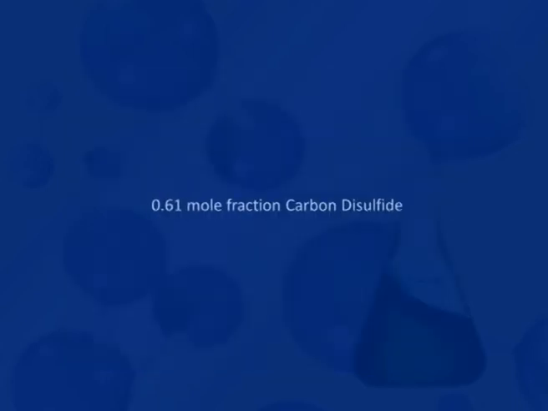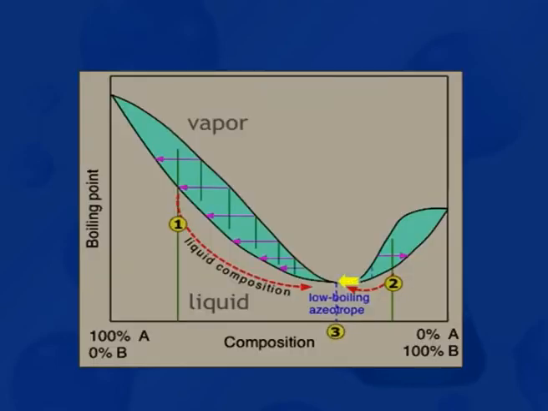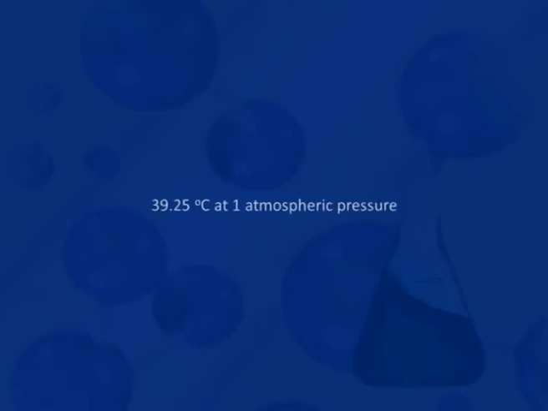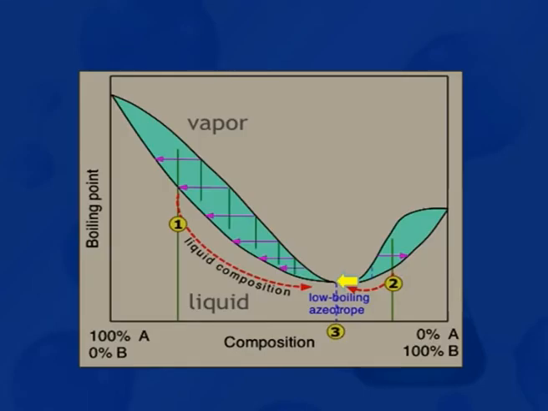In this case, it is 0.61 mole fraction of carbon disulfide. At this point, the mixture boils at a constant temperature. In this case, it is 39.25 degrees Celsius at 1 atmospheric pressure. At this point, the mixture boils without change in composition.